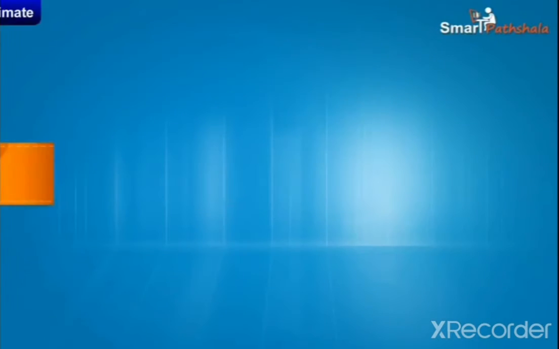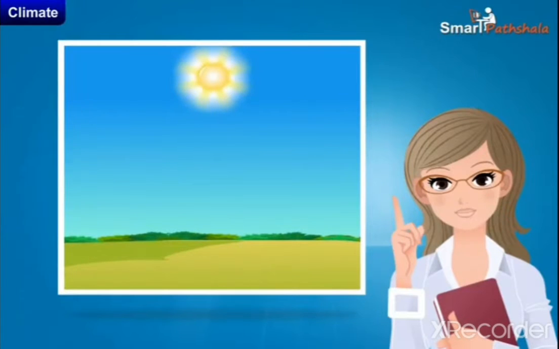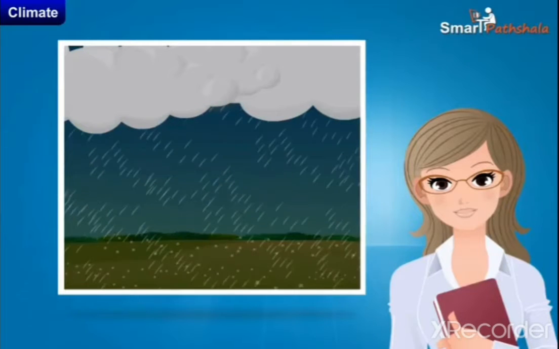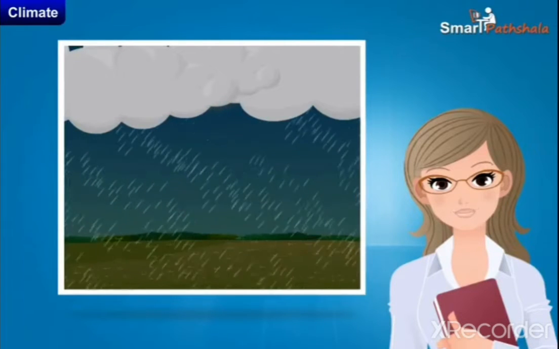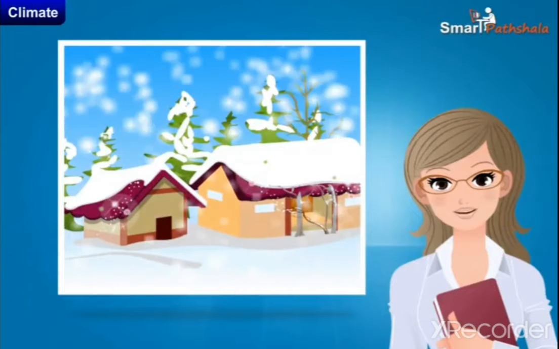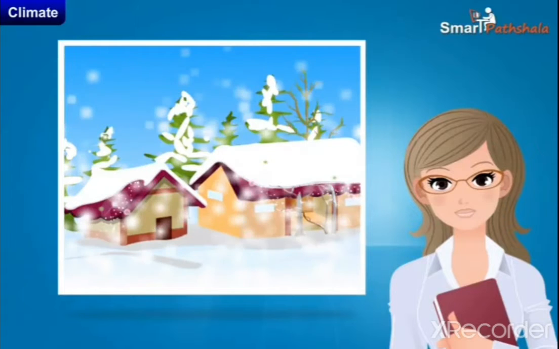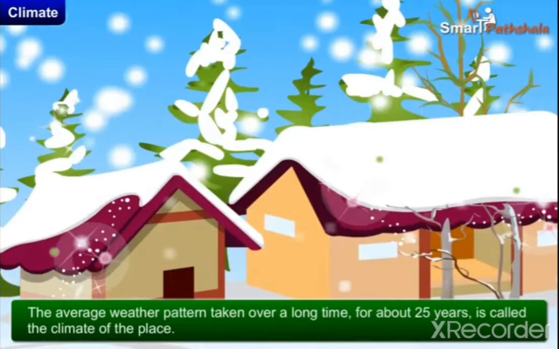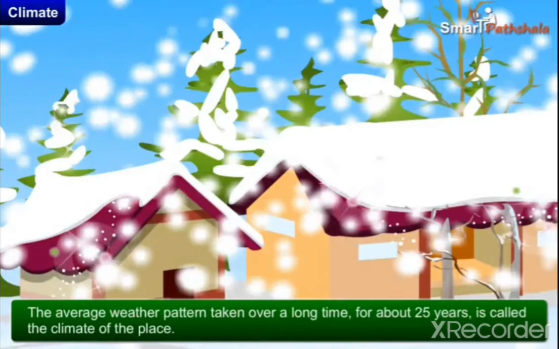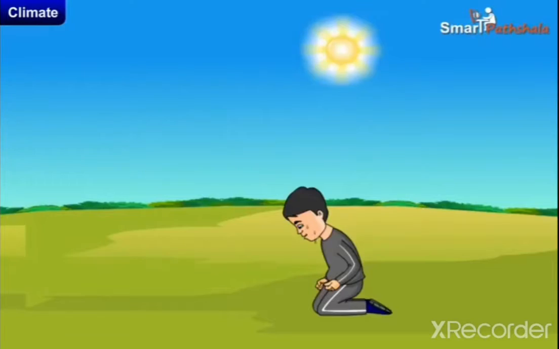Climate. In this module, let us learn about climate. As we already learned in the previous module, meteorologists record the weather every day. These records are preserved and the weather pattern at a place is determined. The average weather pattern taken over a long time, for about 25 years, is called the climate of the place. If we find that the temperature at a place is high most of the time, then we say that the climate of that place is hot.